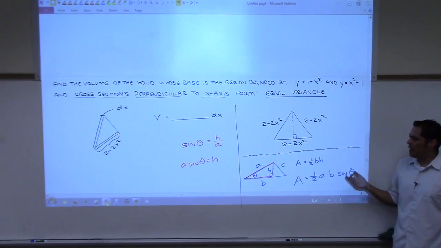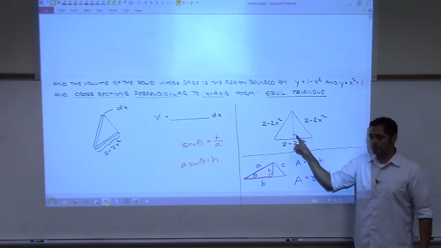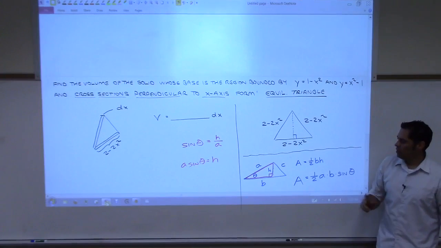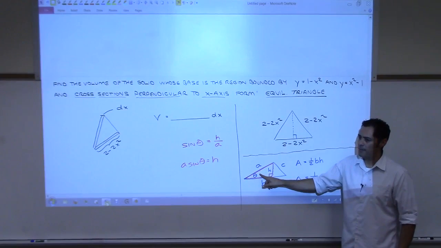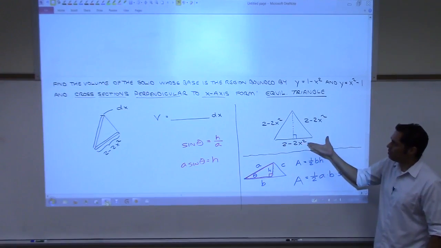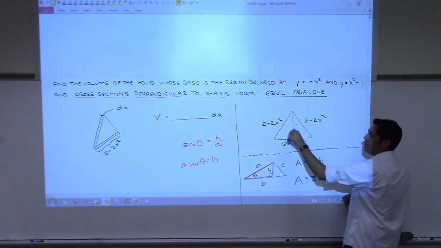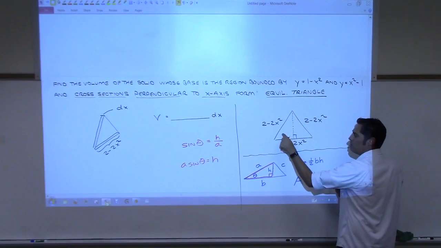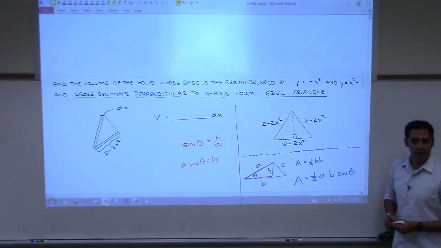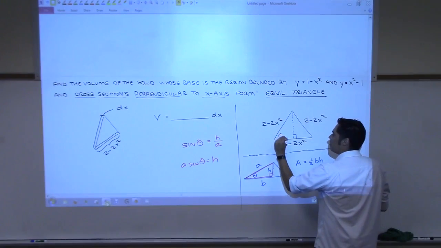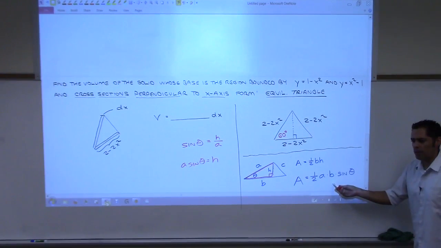So the power of this formula is that you don't need to know the height. What you need to know, though, are two of the sides and the angle between them. For our particular triangle, do we know two of the sides? Well, we know all three, right? But we know two of them. Do we know the angle between them? 60 degrees. It's an equilateral triangle, right? So this is 60 degrees. So I can come up with the formula for that pretty easily using this formula. Got it?